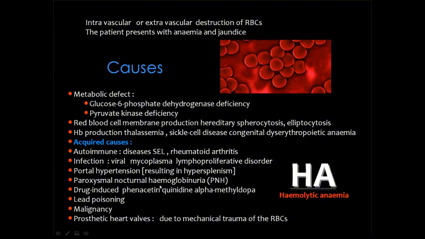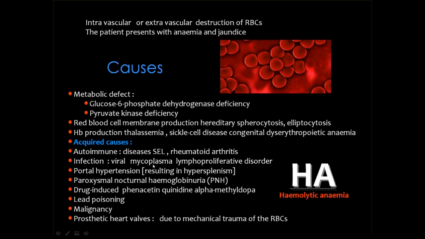These are the causes of hemolytic anemia. Metabolic defects like G6PD, glucose 6-phosphate dehydrogenase deficiency, pyruvate kinase deficiency, red blood cell membrane hereditary abnormalities in the red blood cell membrane production, like in hereditary spherocytosis, abnormalities in hemoglobin production, like in thalassemia, sickle cell anemia, and congenital dyserythropoietic anemia.